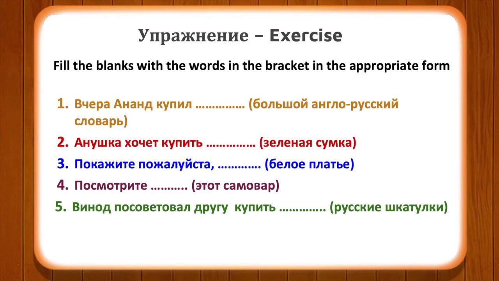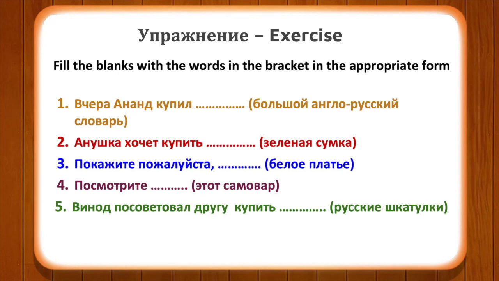Винод посоветовал другу купить русские шкатулки. We have seen that Anand in the earlier module was trying to buy some Russian souvenirs, where shkatulki are the Russian wooden boxes too. Now Vinod wants to tell him that they can also be bought as a souvenir. Винод посоветовал другу купить русские шкатулки.